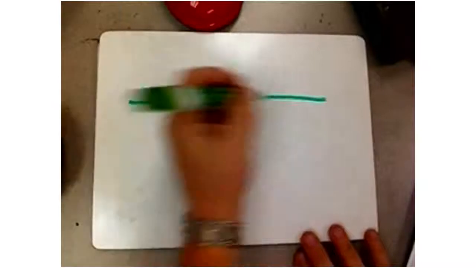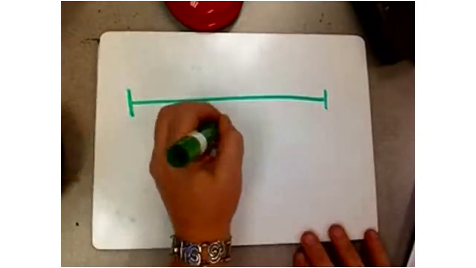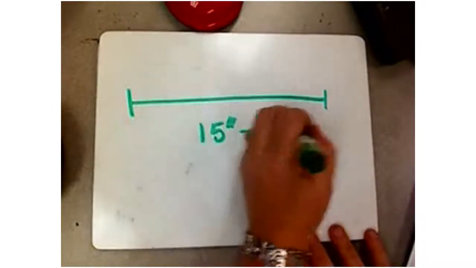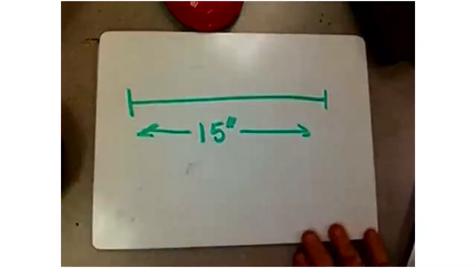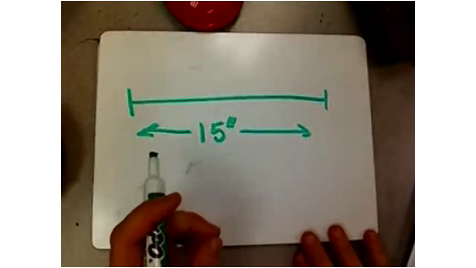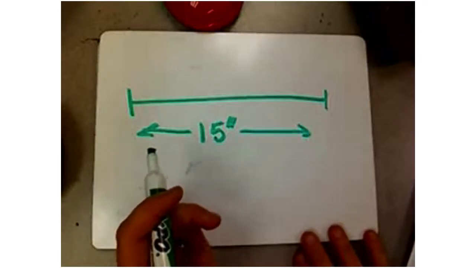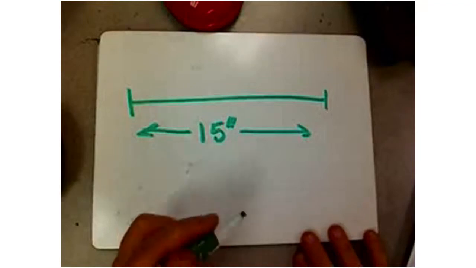All right, example 3, it says a string measures 15 inches, so I'd draw a string. Here's your string. I'd write that it's 15 inches, right? Make a picture. If you make a picture, it always makes more sense. It's cut into 2 pieces. Let x represent the length of one of the pieces and express the length of the second piece in terms of the length x of the first piece.